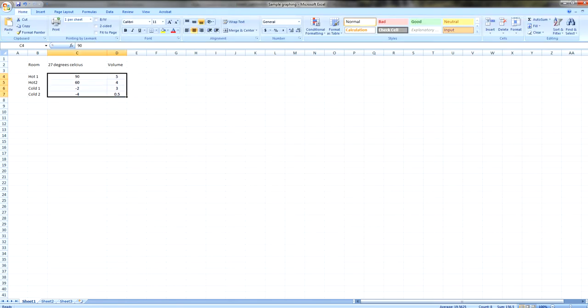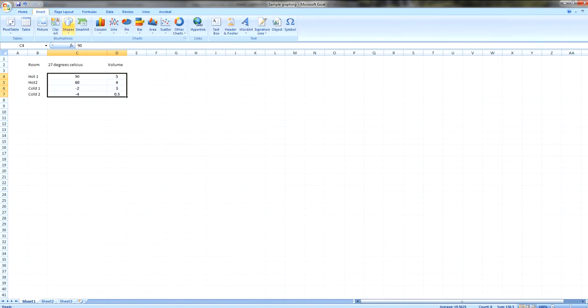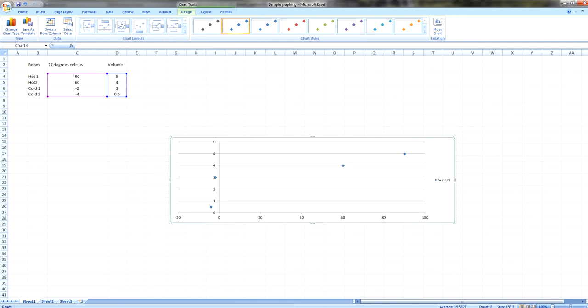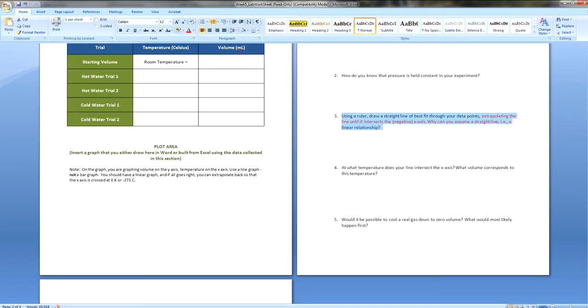So I'm going to delete that, and when I select this, I do insert. I have to go to the one that says scatter. Remember, on the scatter you have to choose the one that has just the markers, only markers. Once that is done, you can see the markers showing at different spots. But to be able to extrapolate, remember the question says we need to extrapolate to make sure that our line crosses at least minus 273.